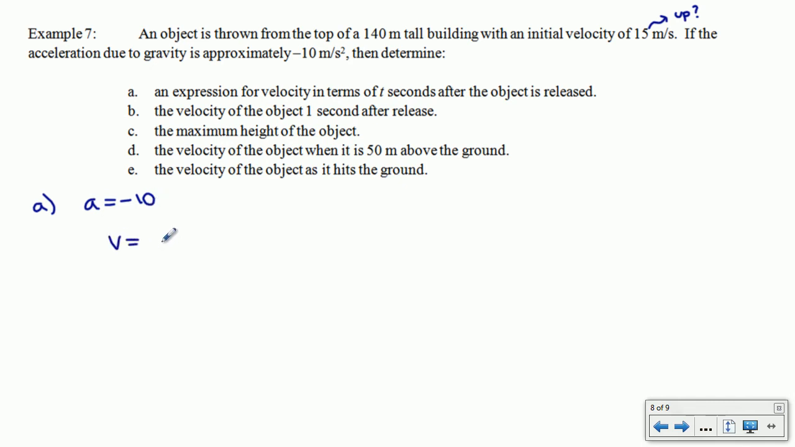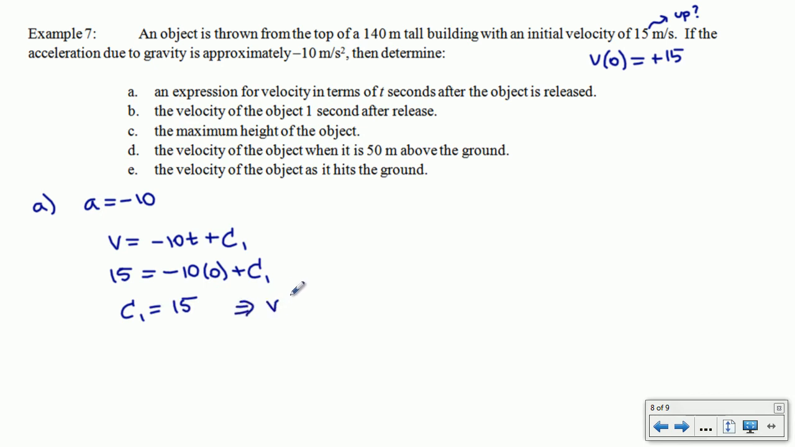That would be velocity, which needs to be negative 10t plus some constant, maybe call it c1. Now we have the initial velocity is 15 meters per second, and we're assuming up, so velocity at time equals 0 is positive 15. So when t is 0 here, v is positive 15. So 15 equals negative 10 times 0 plus c1. So basically c1 is equal to 15. So our velocity function, v of t, is equal to negative 10t plus 15, which may look familiar to you if you took Physics 20 last year.